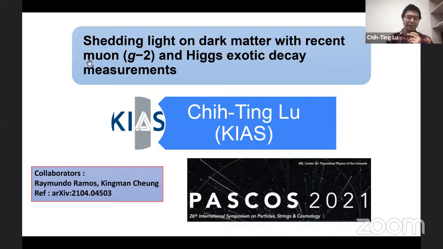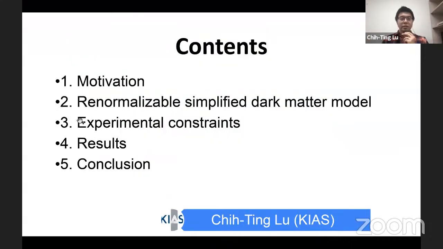Okay, thank you. This is Chi-Ting Liu from KIAS, and today I hope to tell you a story of how to connect dark matter physics with the recent muon g-2 and the excess from the Higgs exotic decay measurement in ATLAS. This story is based on this work. In this talk, I will first give you a motivation and show the renormalizable simplified dark matter model in this study, the related experimental constraints, and the main parts of the result. Finally, I will give a conclusion.